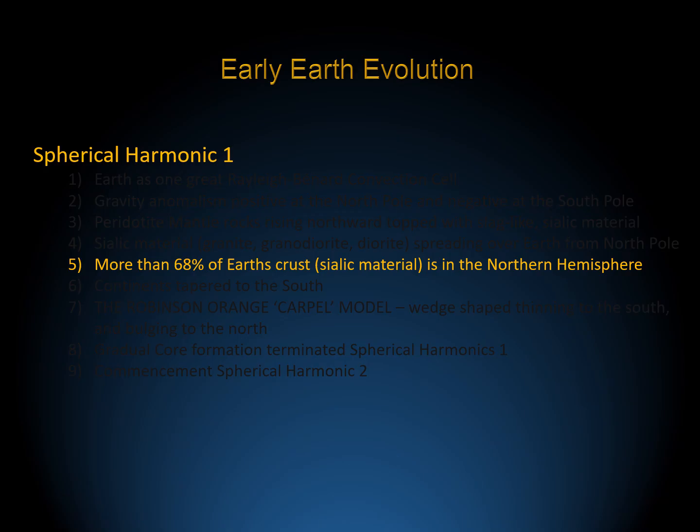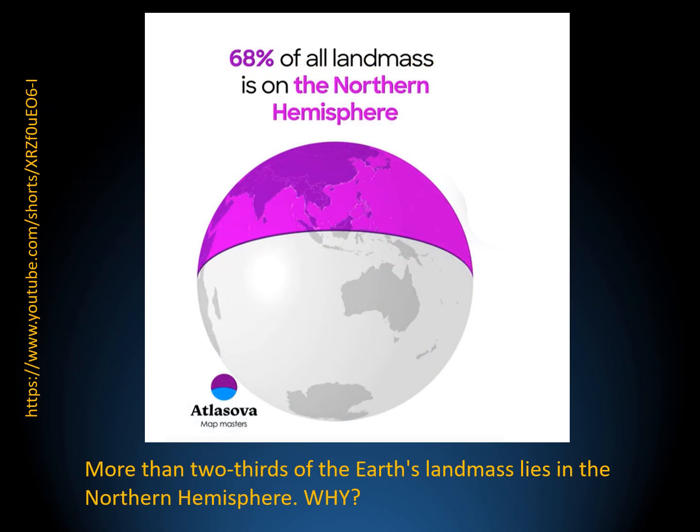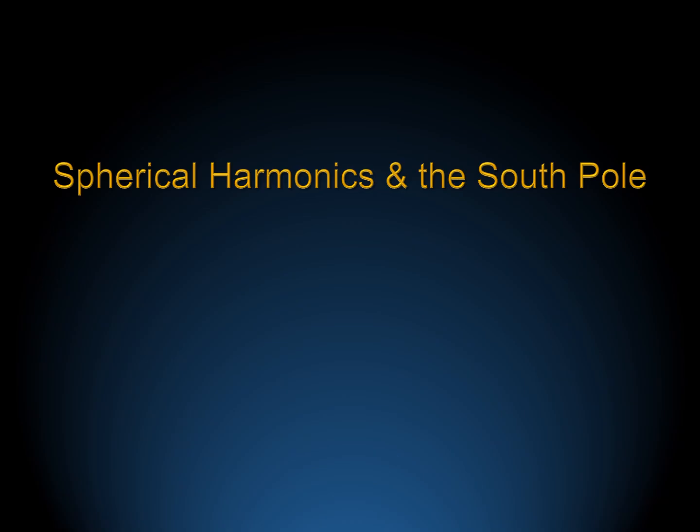More than two-thirds of the landmass, the continents, on Earth is in the Northern Hemisphere. Why? We present a plausible answer to this question as we develop our model. However, we can say at this stage the answer is intimately tied to spherical harmonics too. Spherical harmonics and the South Pole.